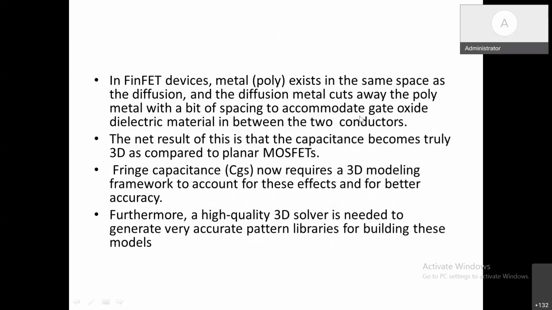Because of this concept, metal poly and the diffusion process, it results in a capacitance which is 3D, and this capacitance actually requires a 3D modeling framework. So we need a high quality 3D solver to take care of these problems and to build the models.